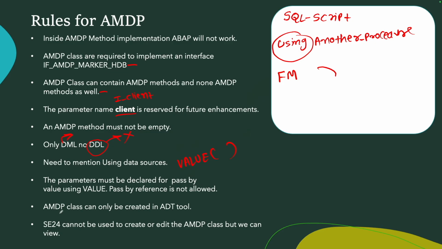An AMDP class can only be created in the ADT tool. As we have seen, we need HANA Studio or Eclipse with the ADT plugin. SE24 cannot be used to create or edit the AMDP class, but we can view it. In SE24, if you open any AMDP method, you can see it but you cannot edit, and you cannot debug from there. You can only see the variables inside SQLScript in HANA Studio or Eclipse. Okay, let's move ahead.